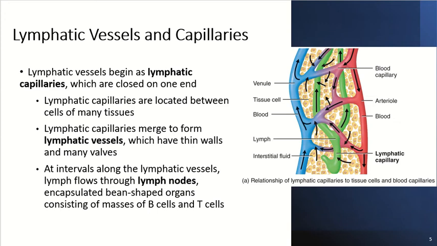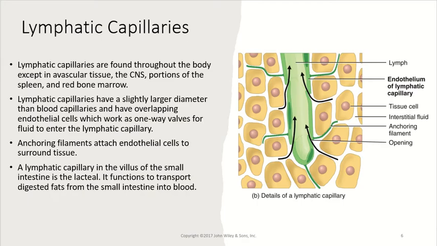The lymphatic vessels begin as lymphatic capillaries, which are typically closed at one end. You can see that here in our little animated picture. Lymphatic capillaries are located between the cells of many different types of tissue, and they merge to form lymphatic vessels, which have thin walls and many valves. At intervals along the lymphatic vessels, lymph flows through lymph nodes, which are encapsulated bean-shaped organs that consist of masses of B cells and T cells, those immune cells.